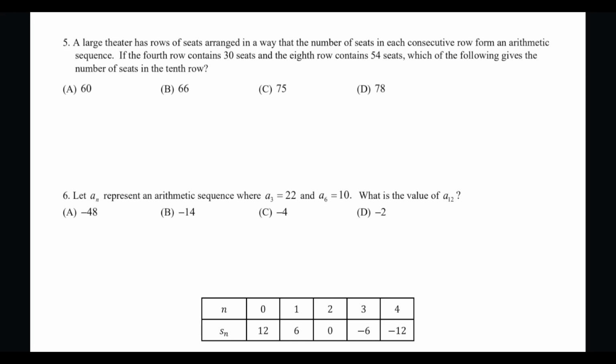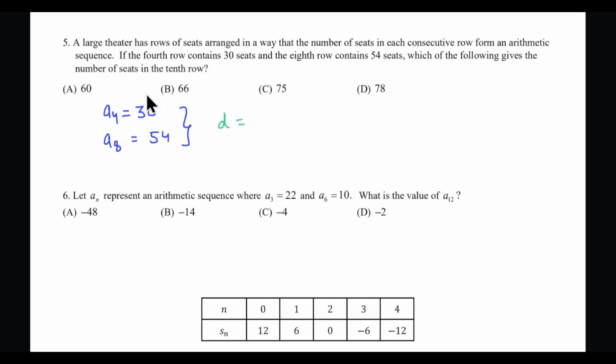Okay, all right. A large theater has rows arranged in a way that the number of seats in each consecutive row forms an arithmetic sequence. If the 4th row contains, okay, so I'm given A4 as 30, and the 8th row contains, so I'm given A8 as 54, then which of the following is the number of seats in the 10th row? First, we need to figure out what is the common difference.